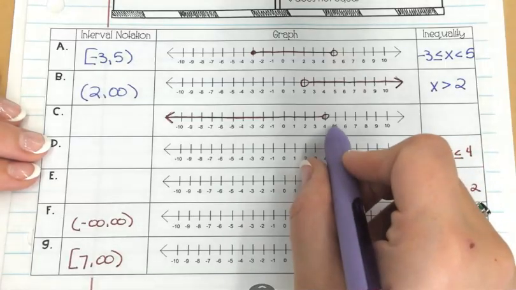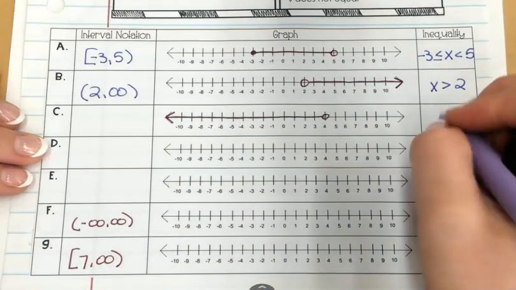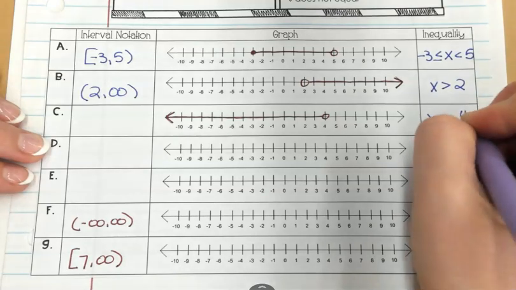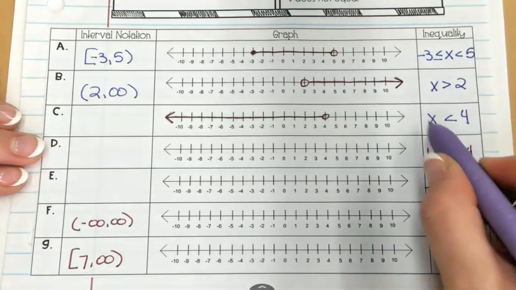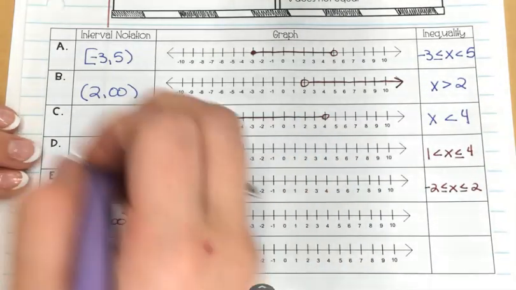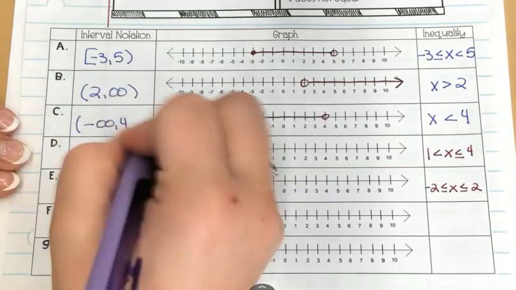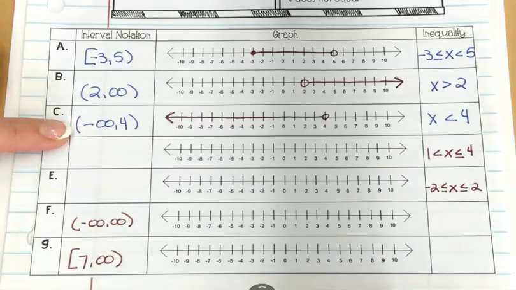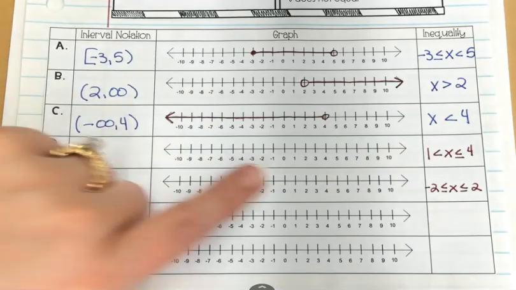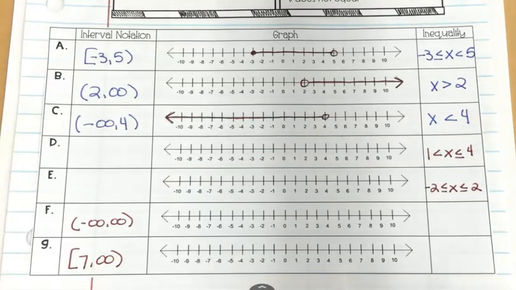On C here, I've got an open circle at 4 and an arrow going to the left, so that means x is less than 4. Open circle means I don't underline this. And then because this is values less than 4, my interval is going to be from -infinity to 4, both with parentheses because infinity always gets parentheses, and the 4 has it because it's an open circle.